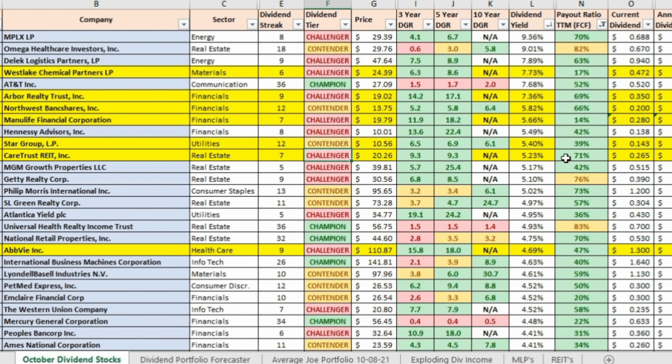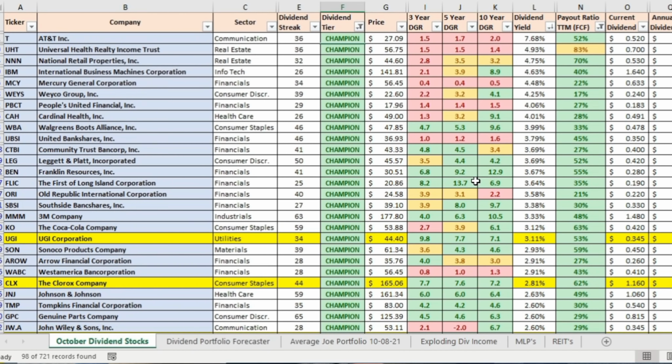We accept higher payout ratios for real estate investment trusts, master limited partnerships, business development companies, because by law, they have to distribute at least 90% of their taxable income to their shareholders in order to not be taxed as a corporation. And then lastly here, let's just plug in one more dividend champion.